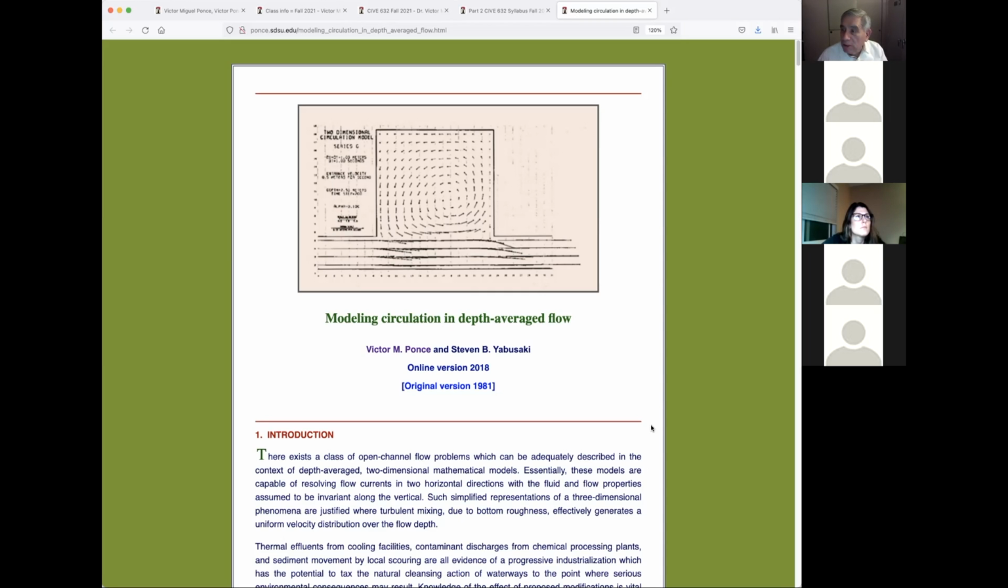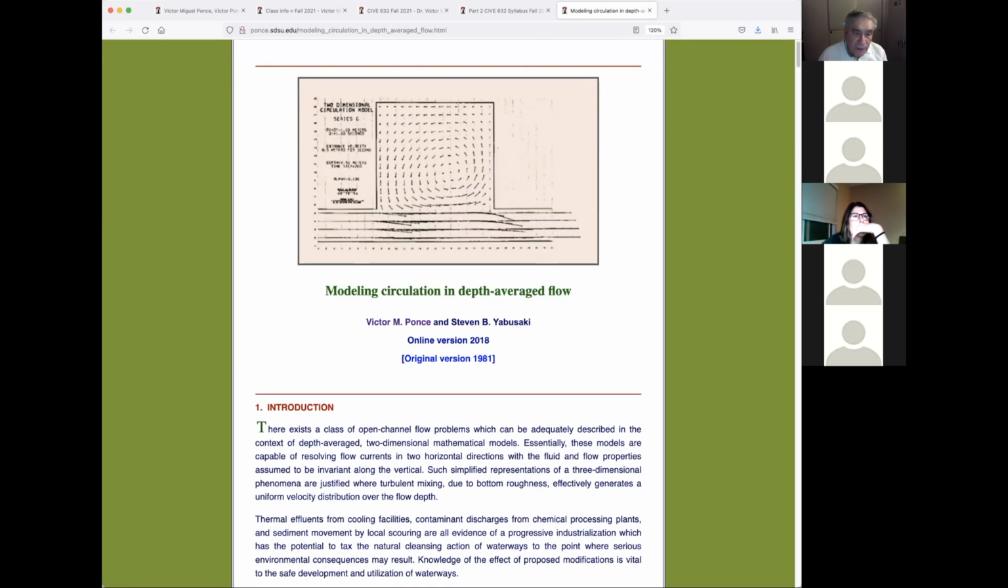The 2D model could be either depth averaged or vertically averaged, but we were interested in the depth-averaged model. In other words, the vertical velocity is considered to be constant, one value. So there are two horizontal velocities which we are going to be modeling, but we're not modeling in detail the vertical velocity, which is assumed to be a mean value.